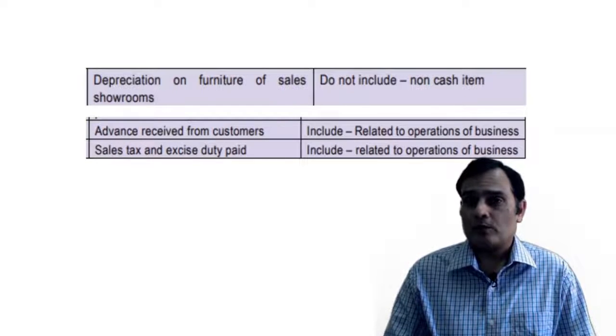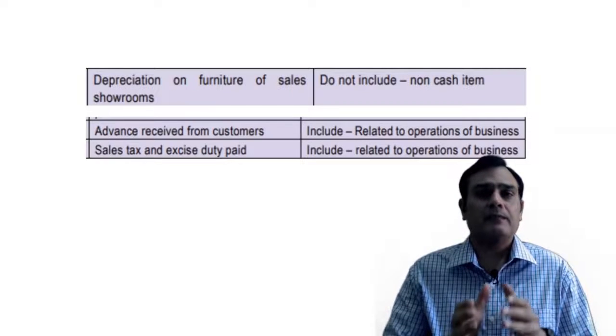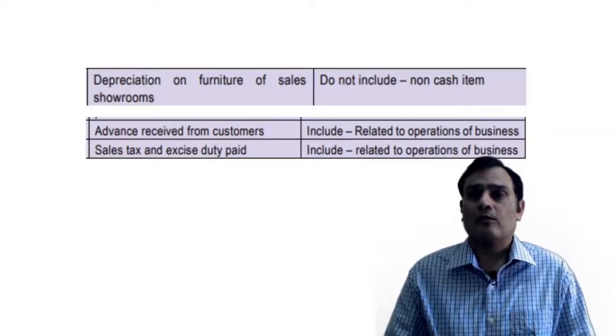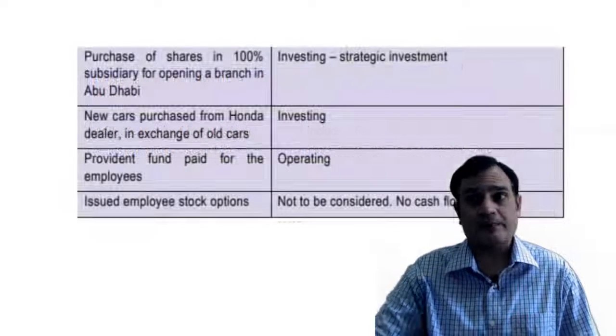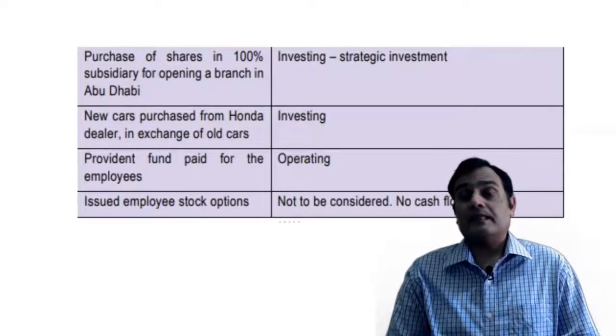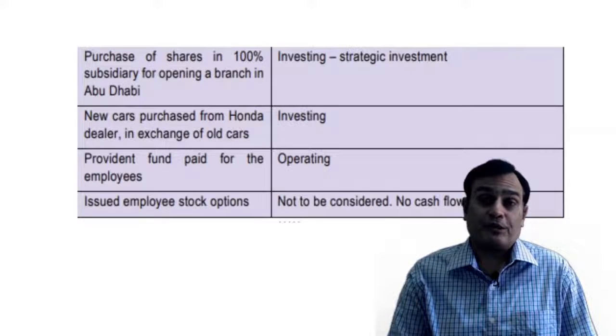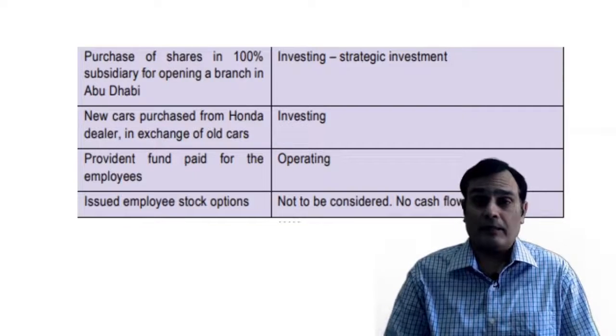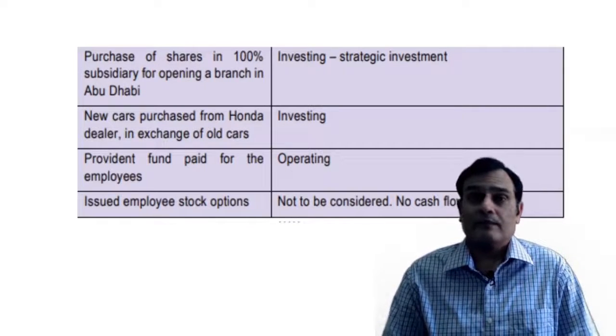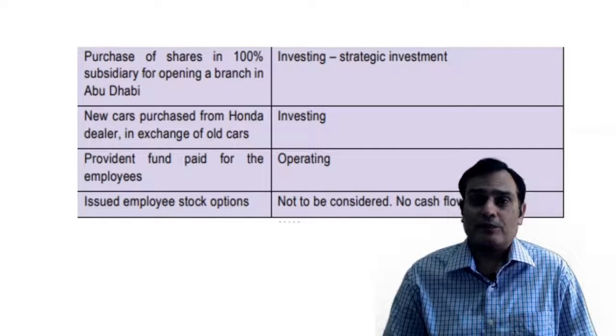So that would also be something operating activity. It becomes a cash outflow on account of operating activities. Let's take some more examples. Let's say a company makes a purchase of shares in a 100% subsidiary, and this is for opening a branch in Abu Dhabi. Well, in this particular case, it is related to investments.